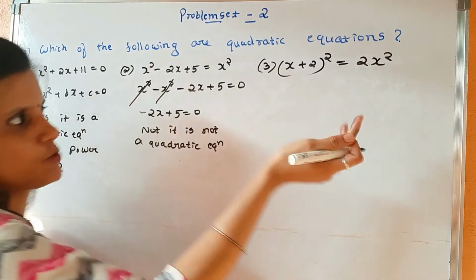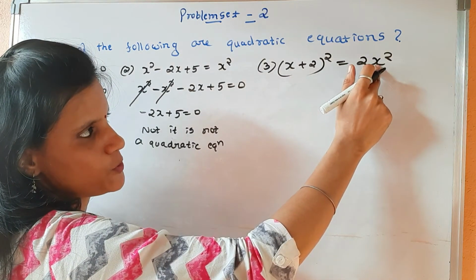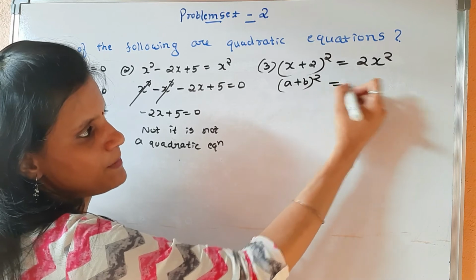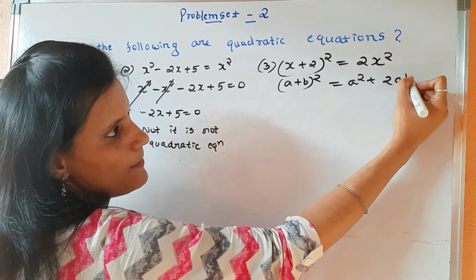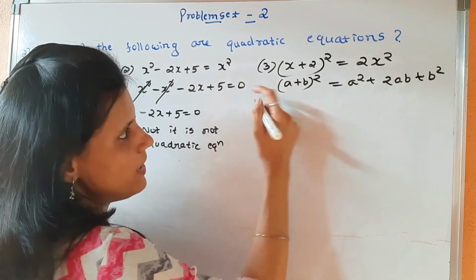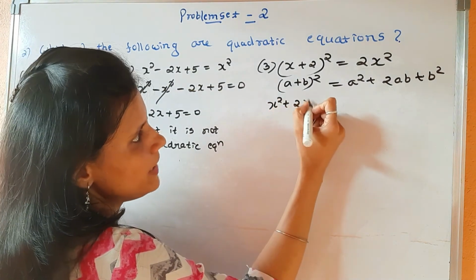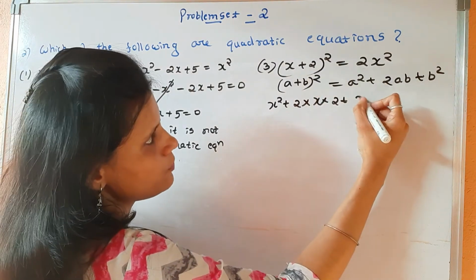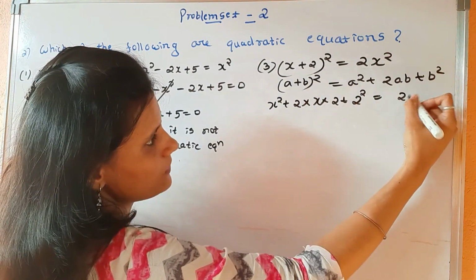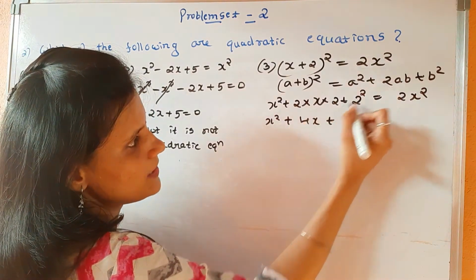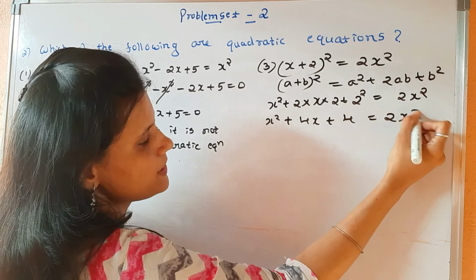Now the next one, x + 2 whole square is equal to 2x². This is a + b whole square. You all know the a + b whole square expansion, a² + 2ab + b². Substitute, my dear students. x² + 2, a means x, b means 2, plus b² means 2 squared, is equal to 2x². Now x² + 2 × 2 = 4x + 2 squared is 4, is equal to 2x².